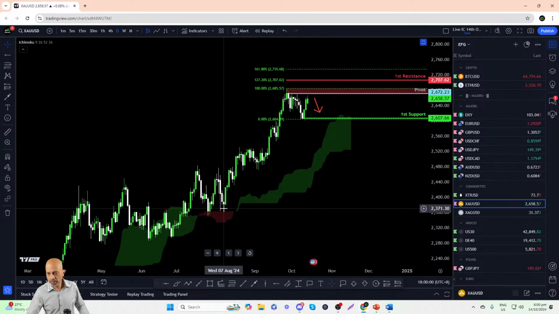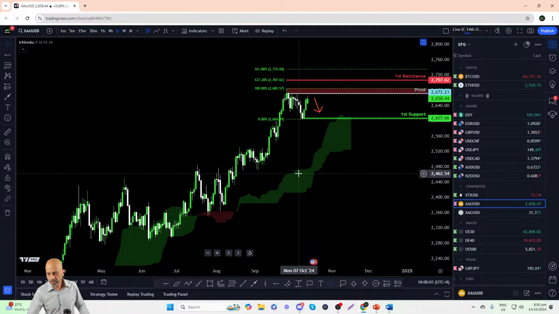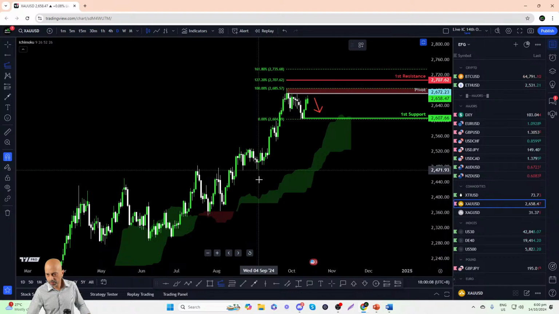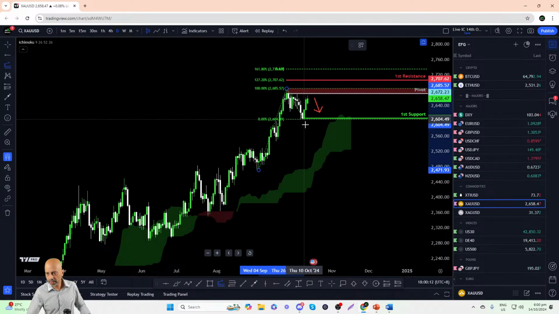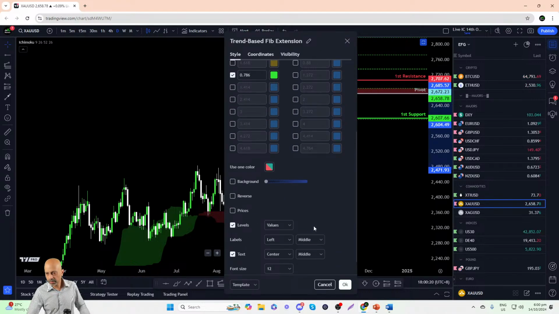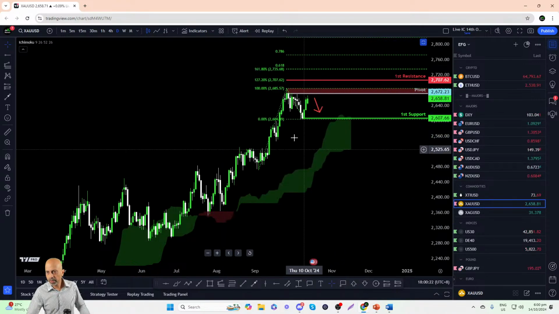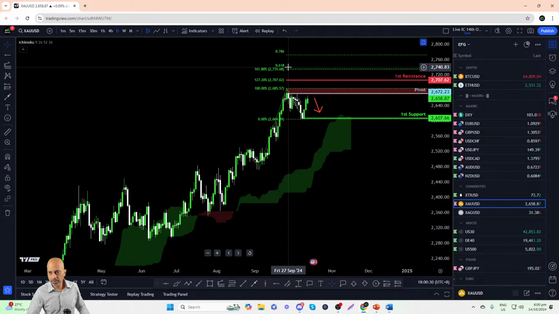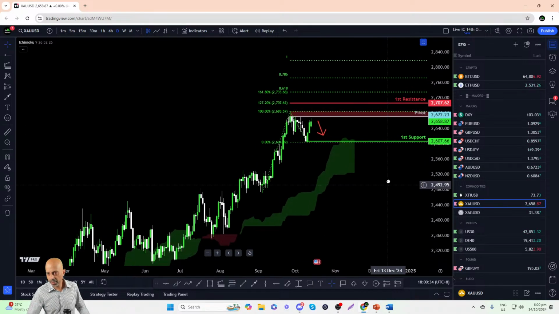Okay, let's see. I think we can also try and run a projection. I believe we can run a projection from this low on 4th of September, going up to this high here, 26.2 and ending at 0.3. Key projection levels sit at 61.8%, 78.6% and 100%. We can see that the 61.8% projection level aligns very well with the extension at 161%. So this gives us a Fibonacci confluence. So that means this is probably going to be a very strong resistance barrier in the future. So just keep that in mind.